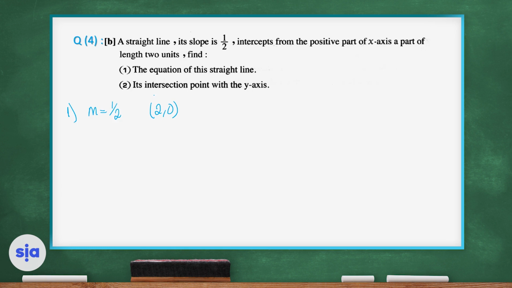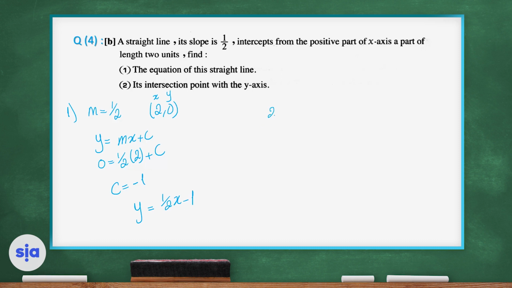In order to find c, which is the y-intercept, x, we replace it by 2, and y we replace it by 0. You know the equation, it says y equals mx plus c, so 0 equals half times 2 plus c, then c equals -1. So here the equation of this line is y equals half x minus 1.